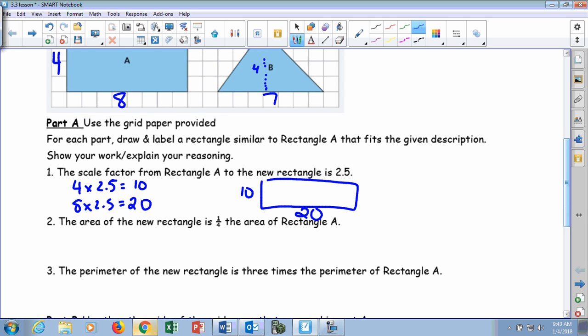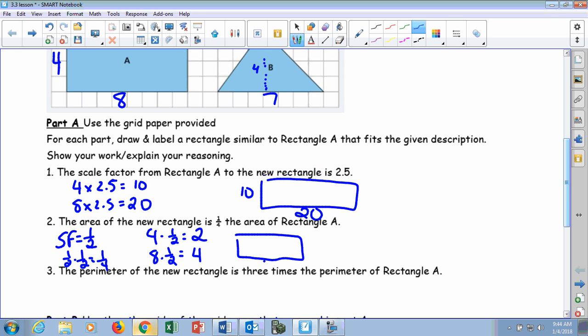Now remember, the area of the new rectangle is 1/4 the area of rectangle A. So remember, it's some number times itself to get the scale factor times itself to get to the area, right? So what times what gives you 1/4? Half, right? So the scale factor for this is a half, because a half times a half gives you 1/4, which is the area. So now if you take 4 and multiply it by a half, and 8 and multiply it by a half, you get a 2 by 4 rectangle. How many people got that? Good.